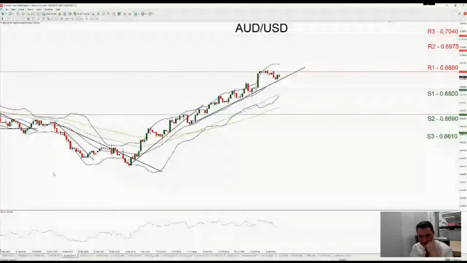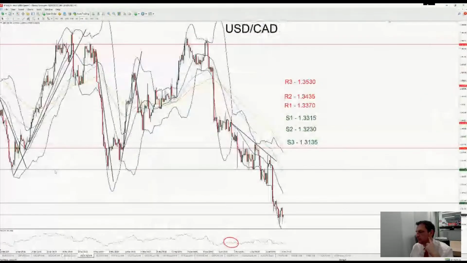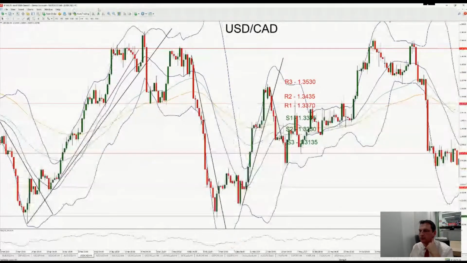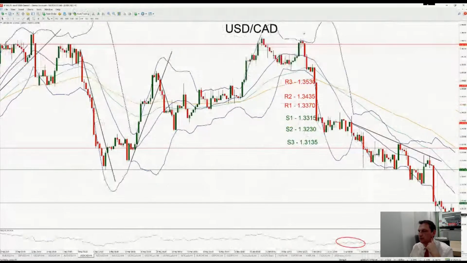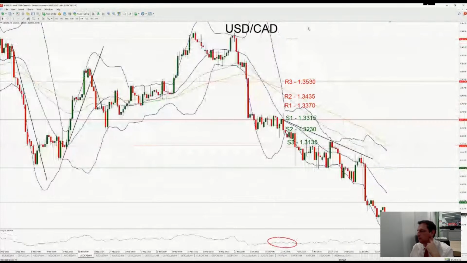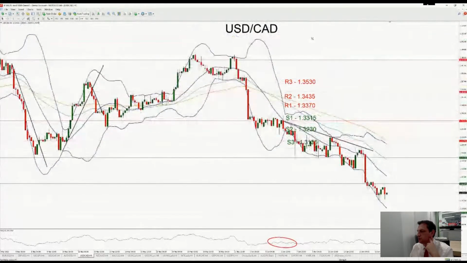Let's have a look also at USD CAD. I don't know if we have the time. Let's do that. Okay. Oh boy. Clear downward trend line here. Let's readjust the chart.